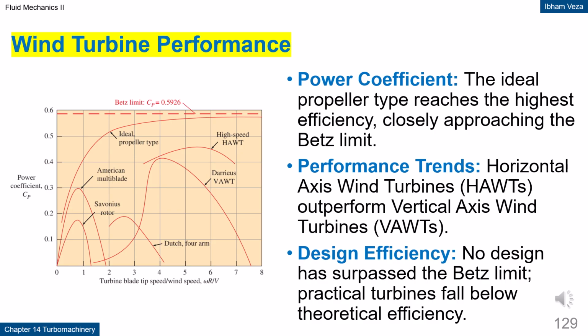Wind turbine performance. Wind turbine performance is often expressed in terms of the power coefficient, which indicates the fraction of wind energy that can be extracted. The theoretical maximum is given by the Betz limit, and no design can exceed it. Horizontal axis turbines generally have better performance than vertical axis turbines. Nevertheless, practical values are always below the theoretical limit due to aerodynamic and mechanical losses. This concept emphasizes that design optimization always faces fundamental physical limits.